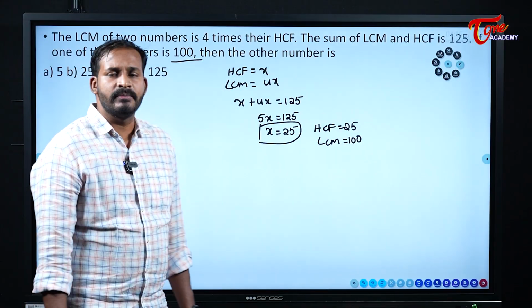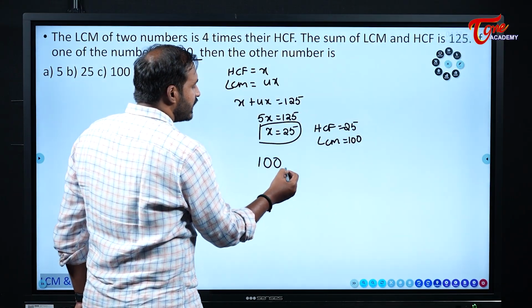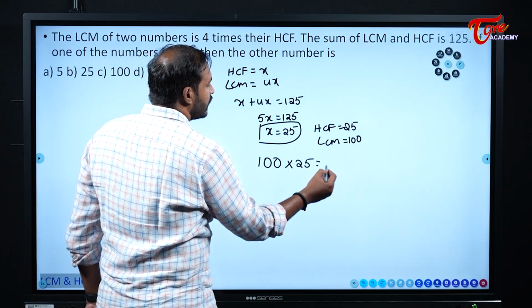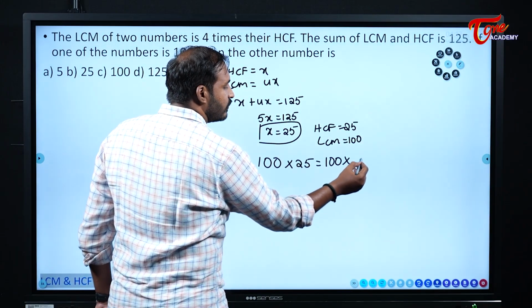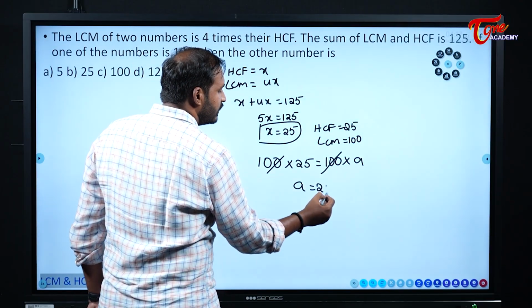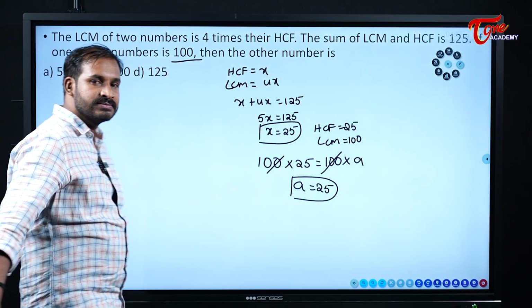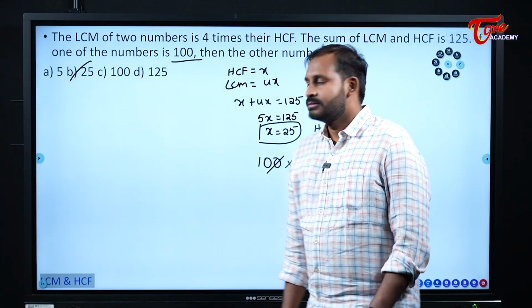Next, if one of the numbers is 100, then the other number is. We know that product of two numbers is equal to product of their LCM and HCF. We are going to apply the same thing. 100 into 25 is equal to, one number is 100 and the second number we don't know, assume it as A. 100 will get cancelled. The second number will become 25. Here the second number is 25 for us. Okay. Next.